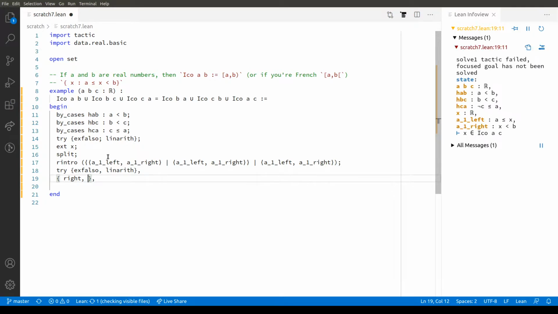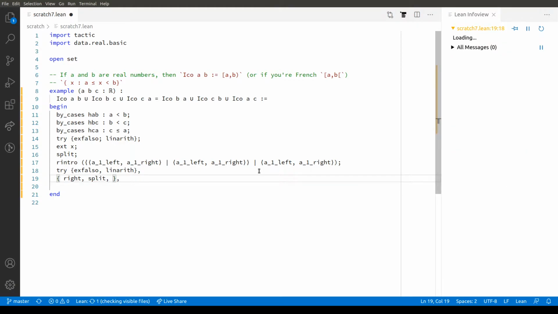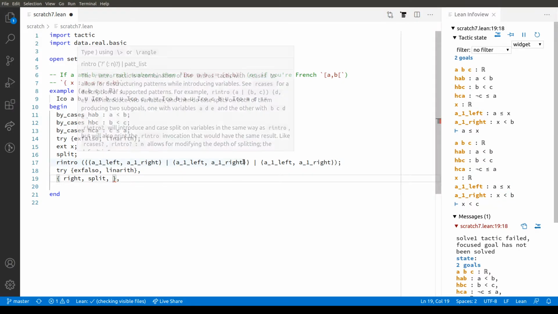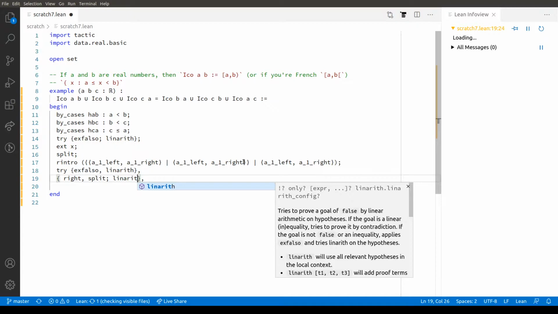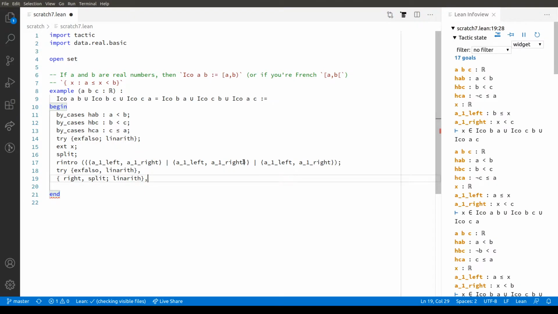In here, this is the assertion that x is in this interval. And so this is an and, right? This is a less than root of x and x is less than c. So I can split. And after I split, I've now got goals which are assumptions. Oh, well, this one isn't an assumption. I've got to prove x is less than c, but x is less than b and b is less than c. So linarith will do both of these. There. So you see, that's great. That solved that. Now we've only got 17 goals.